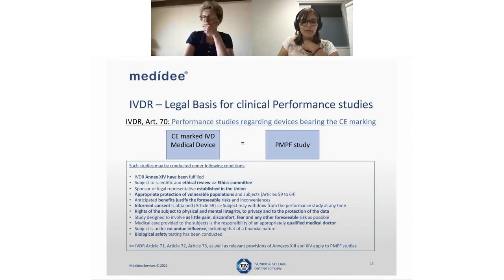Then we would have another category, which are CE-marked IVD medical devices, which are used as intended. So this would be PMPF studies. Here, the same type of activities need to be fulfilled, except for the fact that you don't need to have approval from the competent authority, but otherwise you still need to meet the basic requirements of the IVDR.